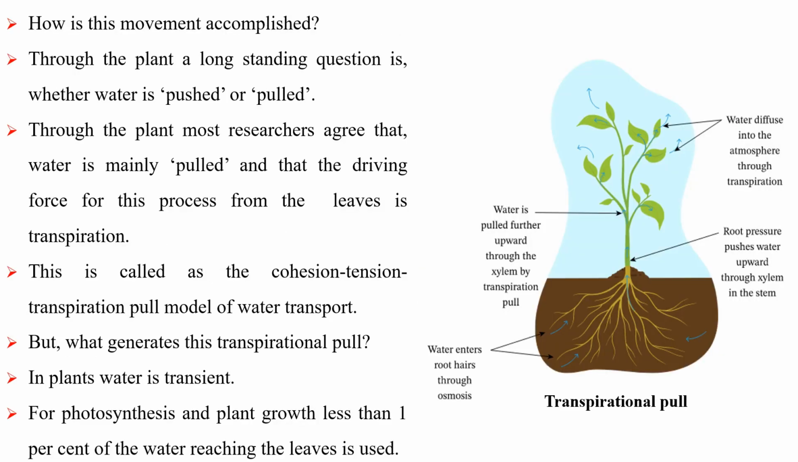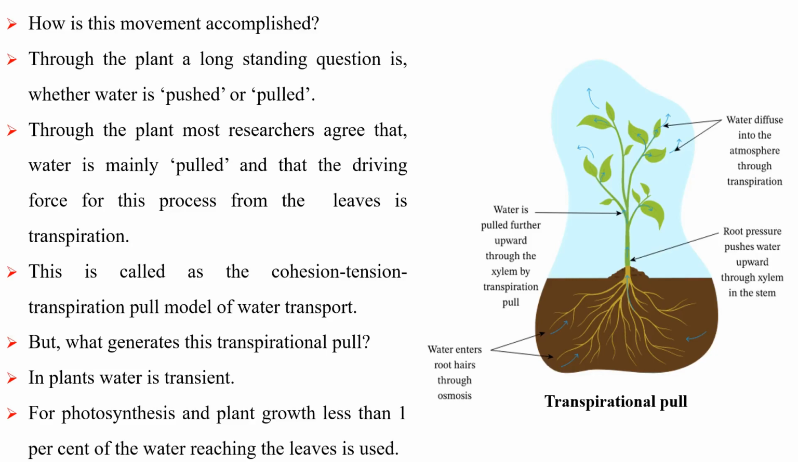How is this movement accomplished? A long-standing question is whether water is pushed or pulled through the plant. Most researchers agree that water is mainly pulled through the plant, and that the driving force for this process is transpiration from the leaves. This is called the cohesion-tension transpiration pull model of water transport.